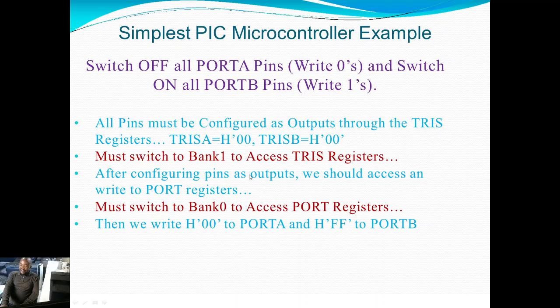Now, after configuring the pins as outputs, we now want to access the port registers so that we can write zeros on port A and then we write 1s to port B. But now, remember, we went to bank 1 so that we can access and write zeros to TRIS A and B. We now have to switch back to bank 0 so that we can access port registers. So we can access port A and port B. And then once we're in bank 0, we can write 0 to port A and then write FF to port B. Right. That's basically what we need to do.